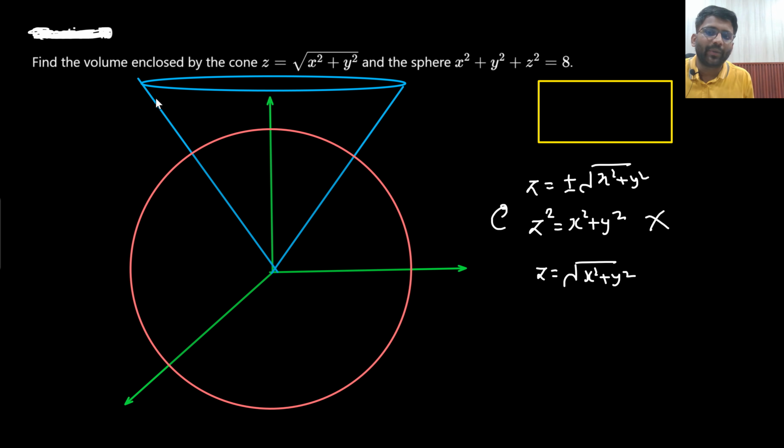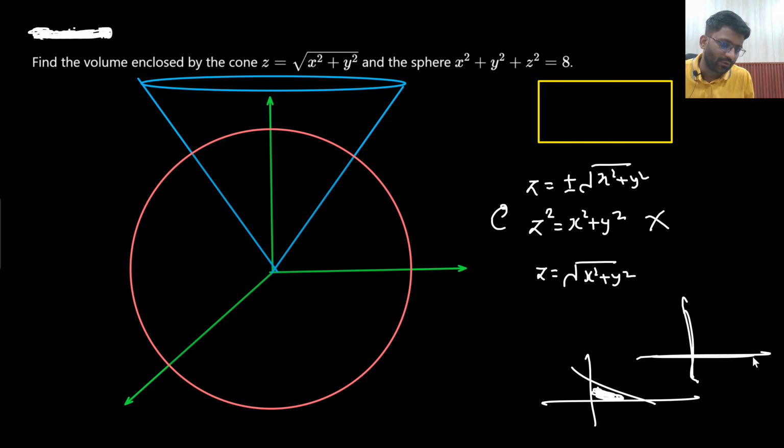Okay, so volume enclosed. What do you mean by volume enclosed? What do you mean by surface enclosed? That means the common surface we are going to take. Like there is a line x equals to 0, y equals to 0, x plus y equals to 2. Find out the surface area enclosed by these graphs. That means the common surface area we need to take. So here common volume we need to take.